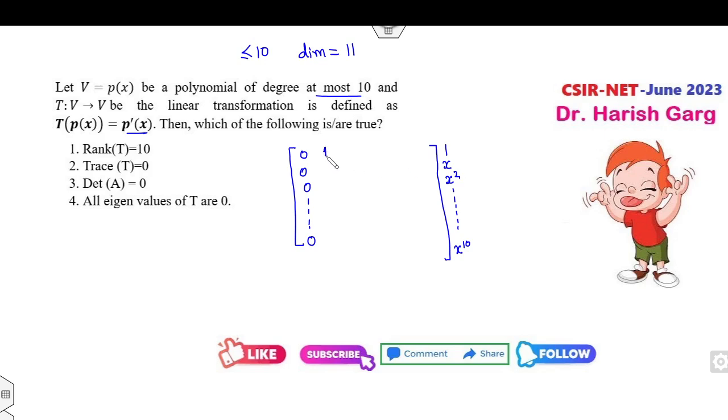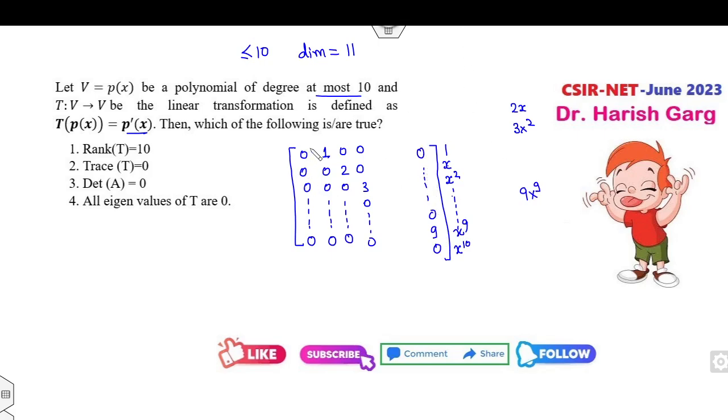X derivative is 1. Rest values are 0. X square derivative is 2x. Coefficient of the x is 2. Rest values are 0. X cube derivative is 3x square. So that number is 3. Rest values are 0. And similarly for x to the power 10, the derivative is 10x raised to power 9, so this will be 10. Rest all values are 0.